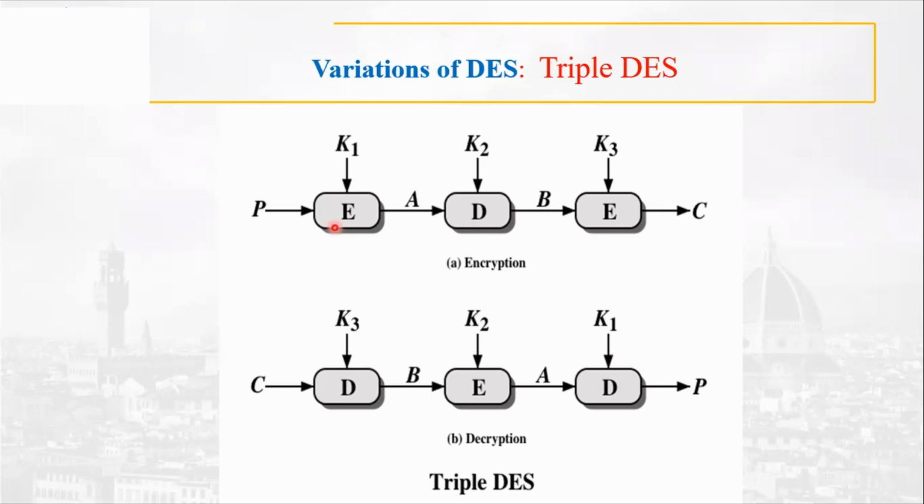In double DES, you process encryption and decryption with 2 keys, and for the decryption of double DES, decryption and encryption. That's it. But in triple DES, encryption, decryption, encryption, and while decryption, decryption, encryption, and encryption.